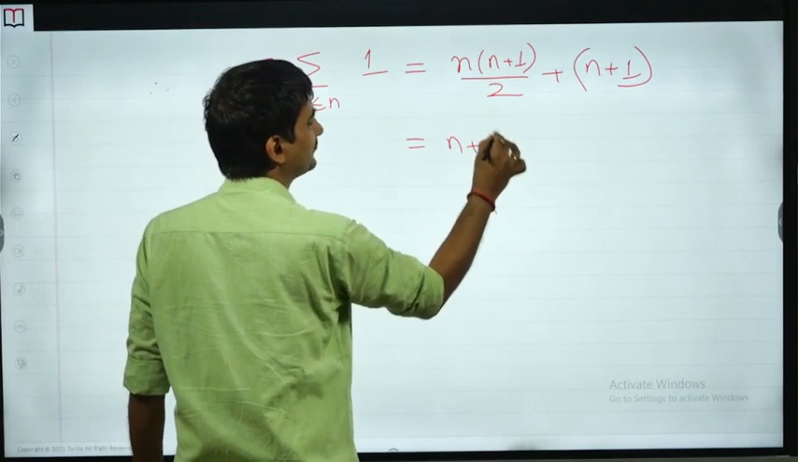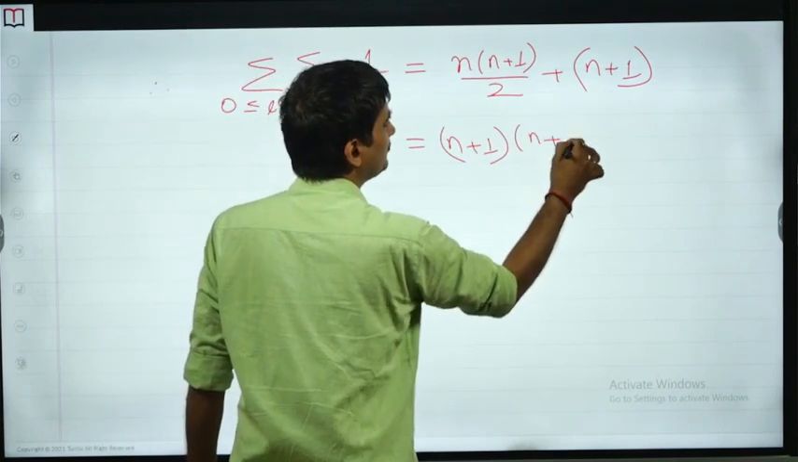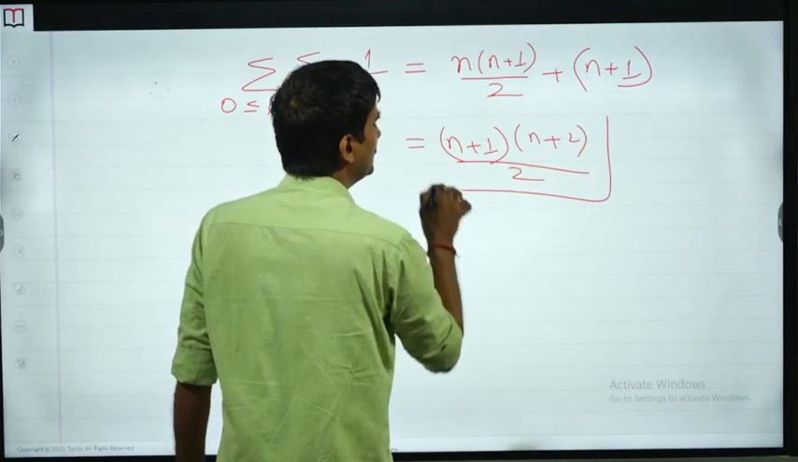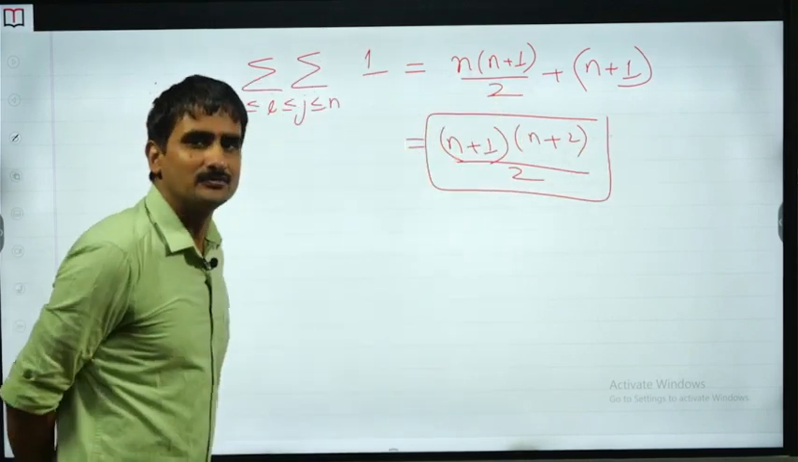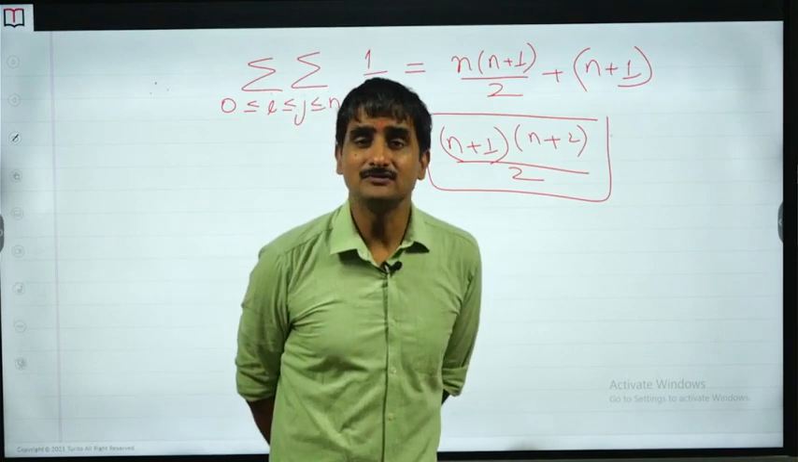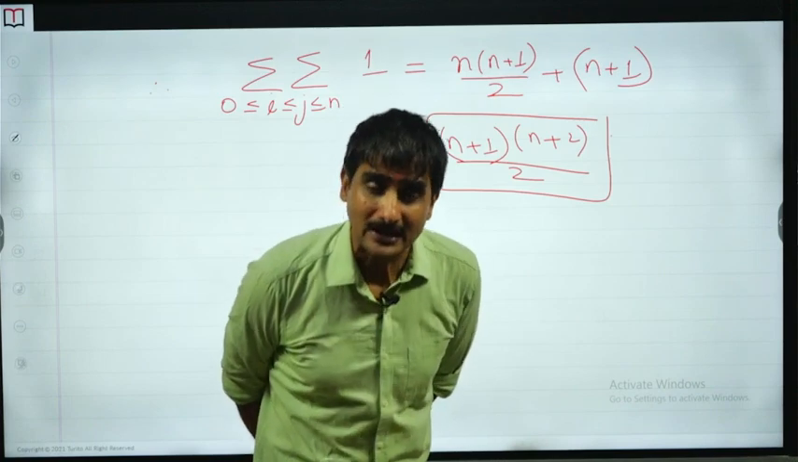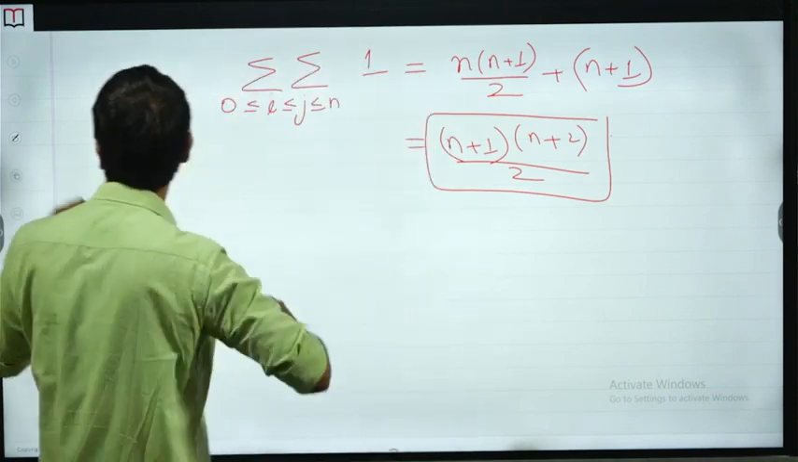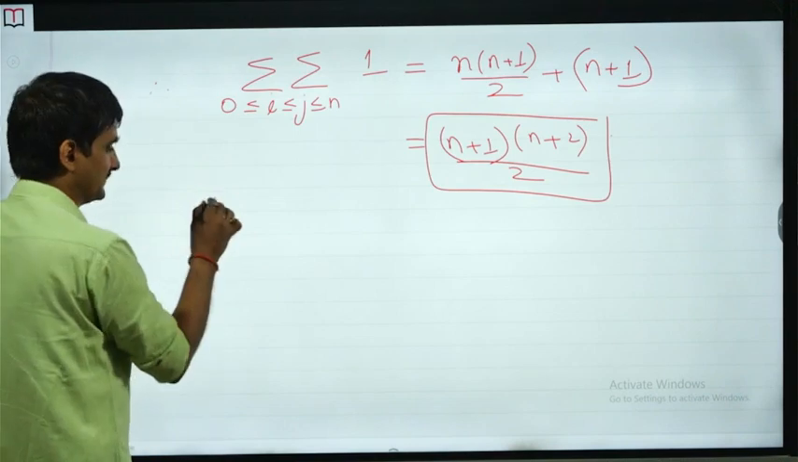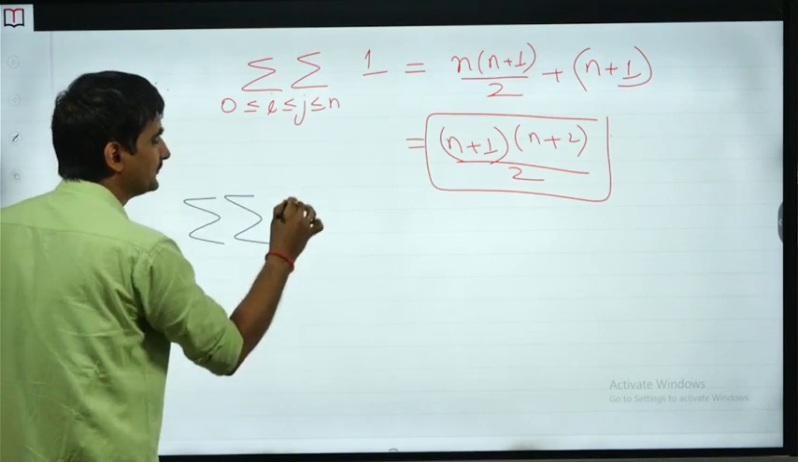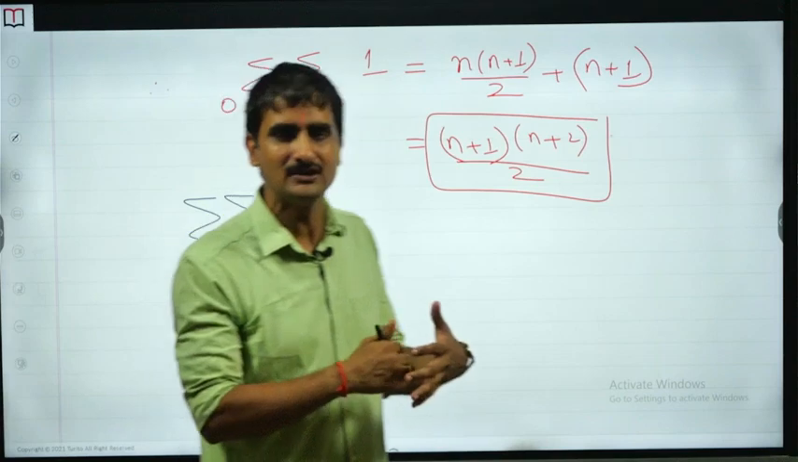Take n plus 1 common, it will be (n plus 2) by 2. That's one approach, the approach we use with the matrix method. I believe you would have understood. But now let me discuss one more approach. You can use the matrix method in other cases also.